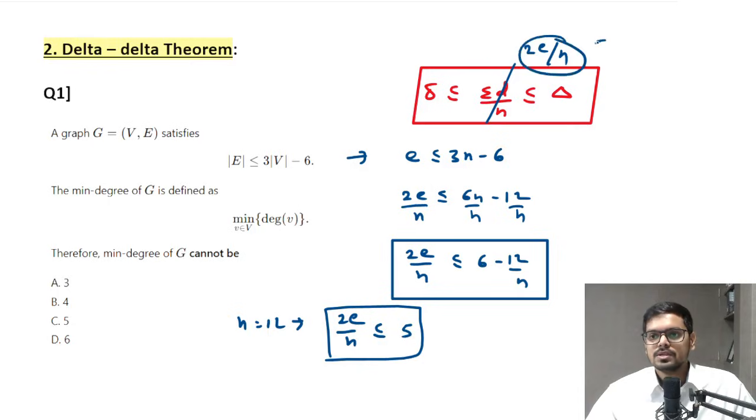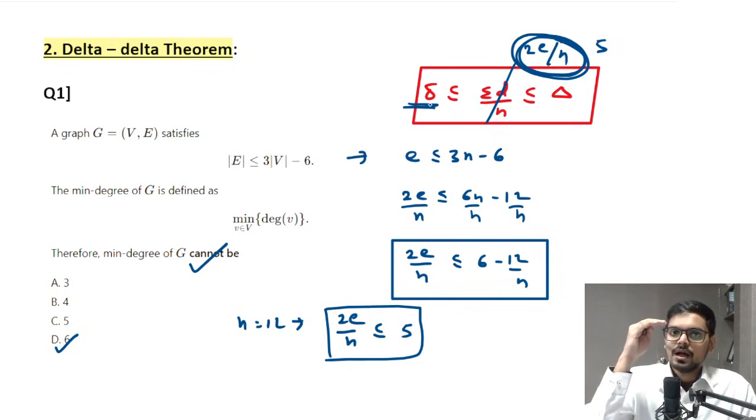If this value is phi, then phi should be greater than or equal to delta, or you can say delta should be less than or equal to phi. 6 cannot happen. Minimum degree of G cannot be 6, since if we choose this as the maximum, then we get the upper limit for delta, and once we get the upper limit for delta, phi is the ceiling. You cannot go beyond phi. So 6 cannot happen, therefore option D is correct.